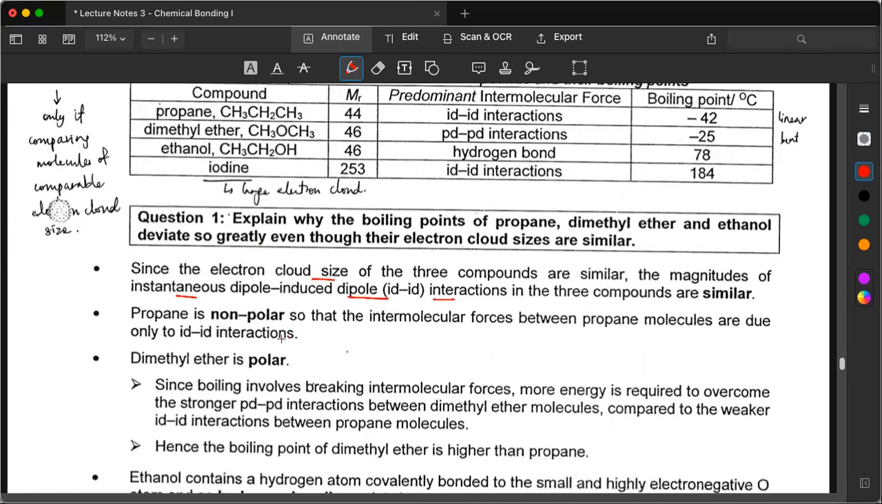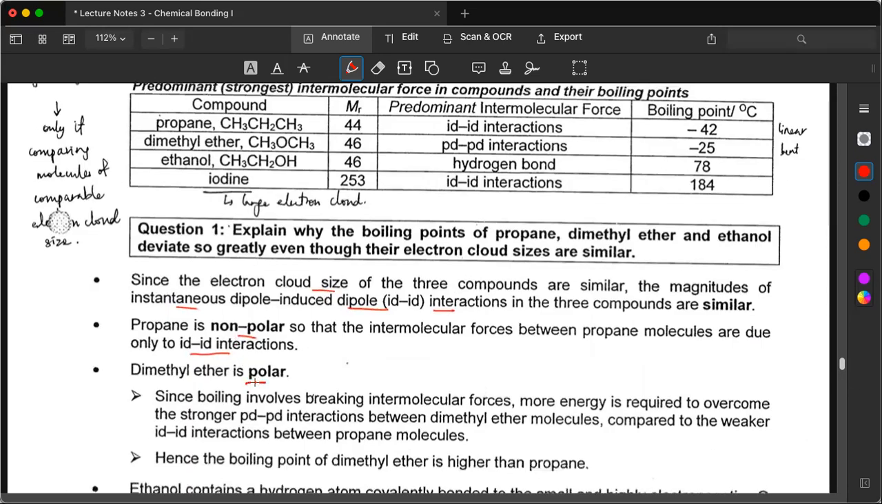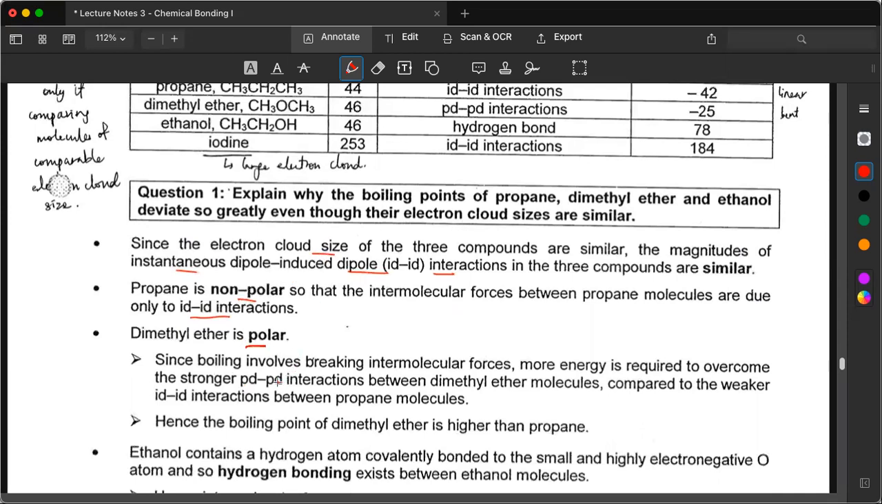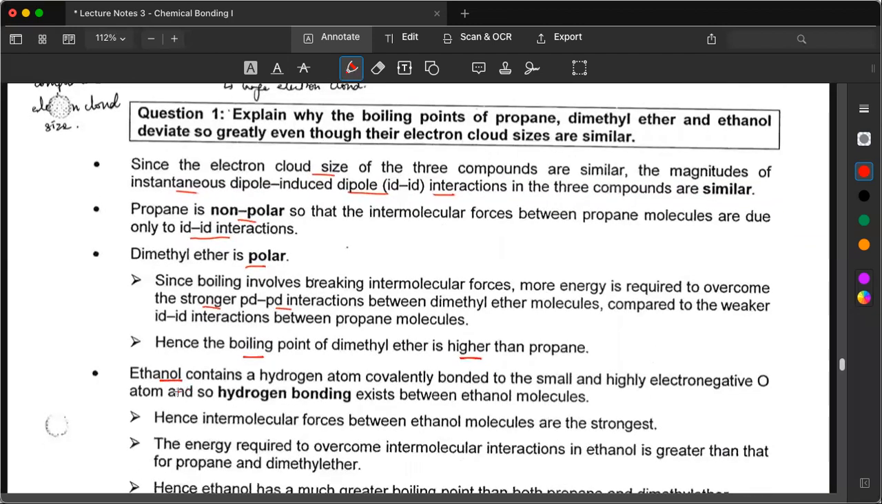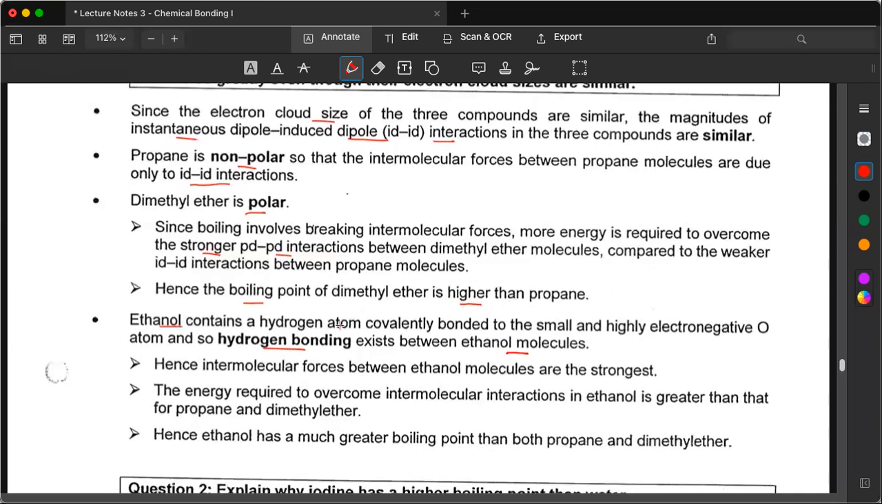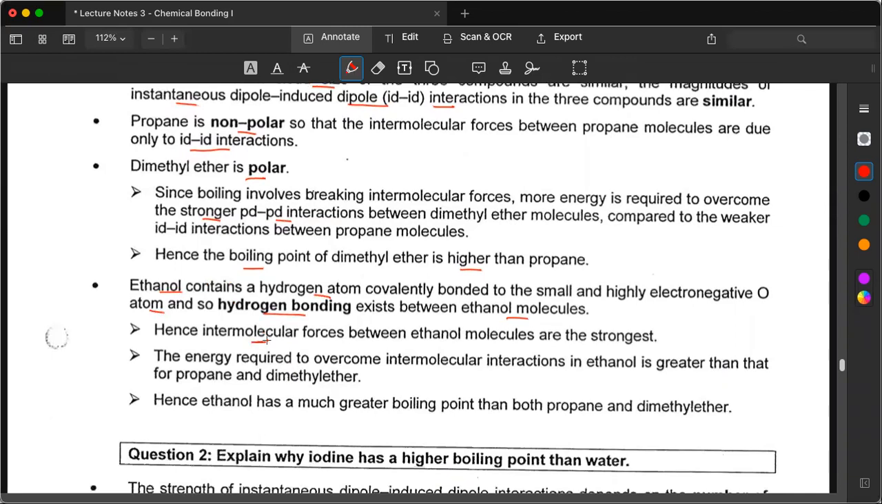Then you say, okay, propane is non-polar, so the intermolecular force is due to only ID-ID. So it has the lowest boiling point. Dimethyl ether is polar, so there's energy required to also overcome the stronger PD-PD interactions. So the boiling point is higher than propane. And ethanol, even better. It has hydrogen bond between the ethanol molecules because they have a hydrogen atom that's covalently bonded to the oxygen atom. So there's hydrogen bond in ethanol. So the intermolecular forces in ethanol is strongest.